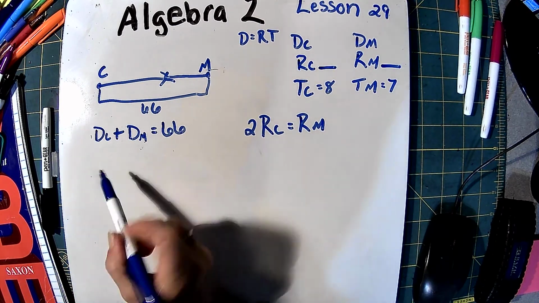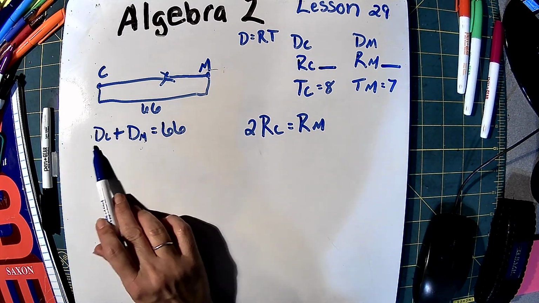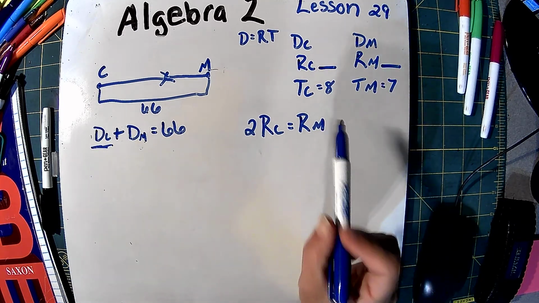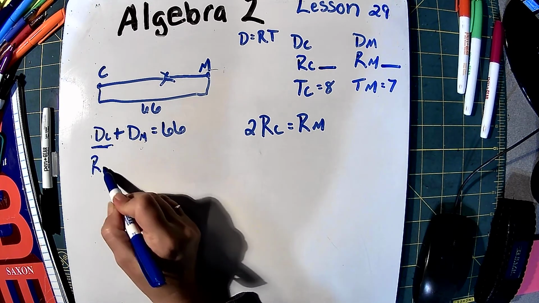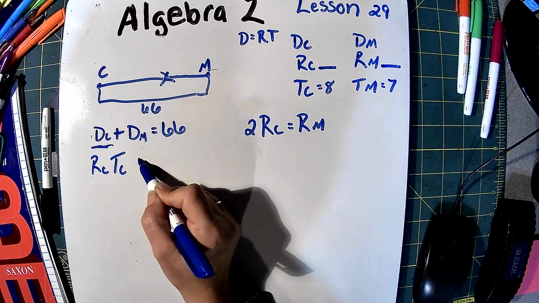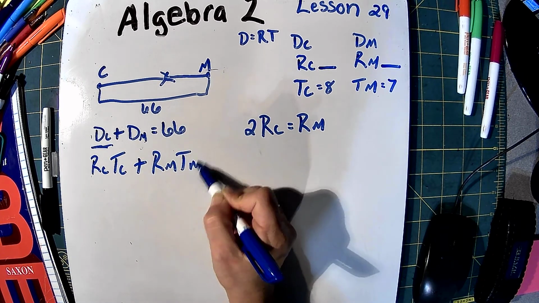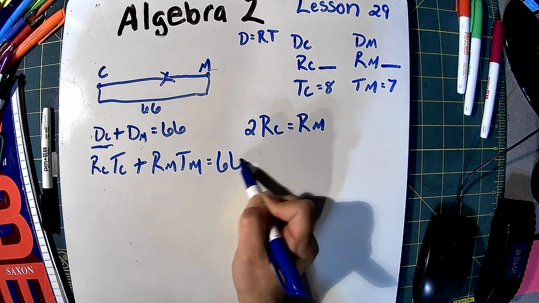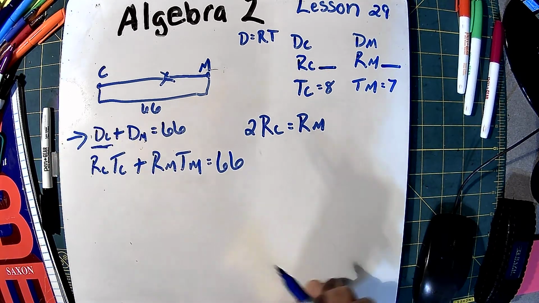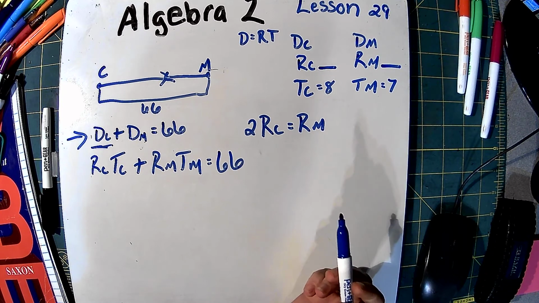Alright. So now we're going to rewrite this equation with, instead of distance, rate times time. So the rate of Chester times the time of Chester plus the rate of the Marshall times the time of the Marshall equals 66. And this is your key equation right here, guys. That's the key equation that you're going to use.